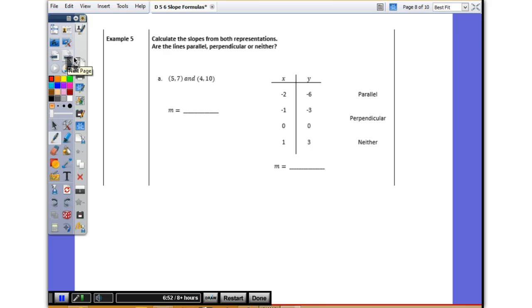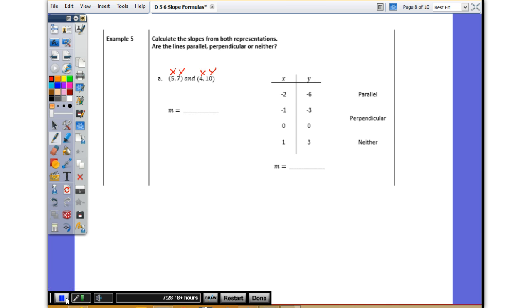Now I don't just give you the slope. I'm going to make you calculate the slopes for both this one where I give you 2 points and this one where I give you the table. And then it asks, are the lines parallel, perpendicular, or neither? So first of all, I'm going to pause the video so you guys can figure out the slopes for both. We'll see if we come up with the same slopes first off. If we don't have the same slopes, can't fill out the other one. So figure out both slopes.